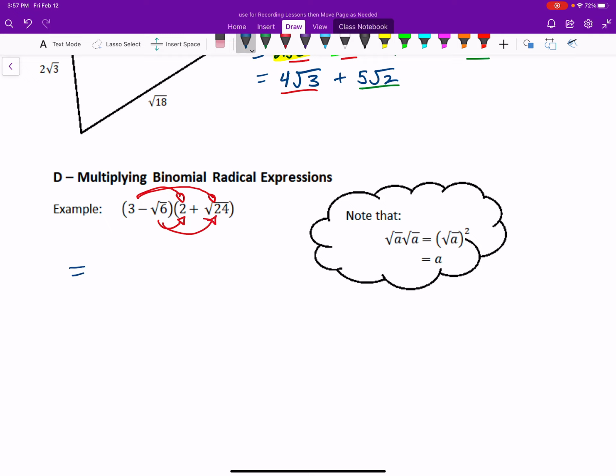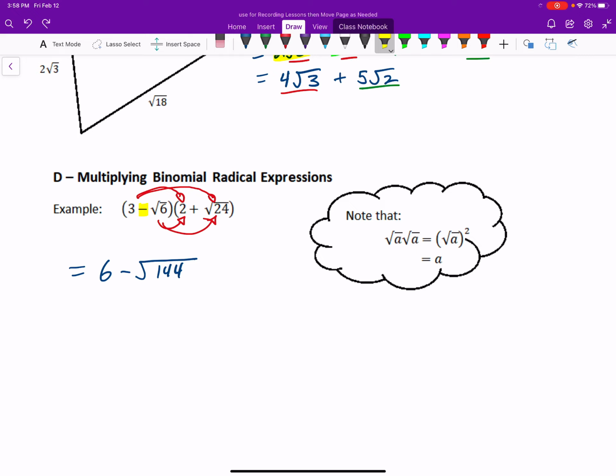So when I do that, 3 times 2 is just equal to 6. That's my first term. Then when I do the outside times outside, I do negative root 6 times 24. So I'll just multiply that together and reduce it later. 6 times 24 is 144. So remember we got this minus sign here. I'm doing the negative root 6 times 24. That's where this minus sign comes from, because negative times a positive.